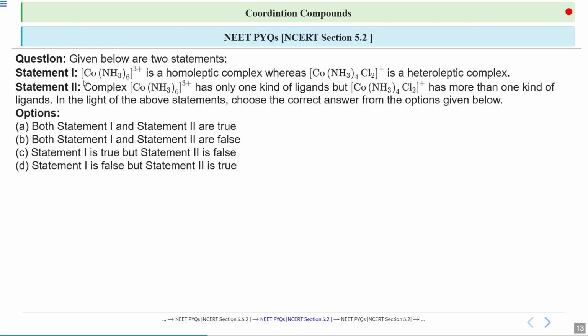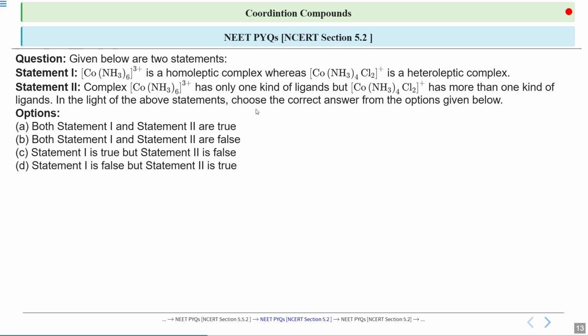It is saying that this complex, cobalt ammonia 6 3 positive, is a homoleptic complex, whereas this other complex given, cobalt ammonia 4 Cl2 positive, is a heteroleptic complex. So this is statement 1. Statement 2 says the complex cobalt ammonia 6 3 positive has only one kind of ligand, but cobalt ammonia 4 Cl2 positive has more than one kind of ligand.